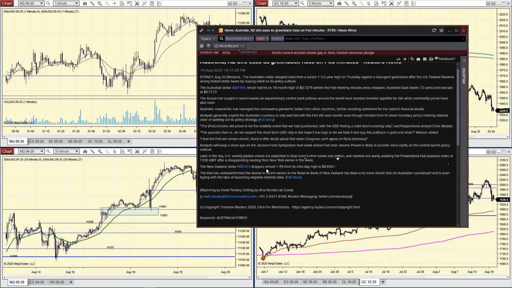The New Zealand dollar dropped almost 1.4% from its intraday high of 65.61. The Kiwi has underperformed the Aussie in recent weeks as the Reserve Bank of New Zealand has been a lot more dovish than its Australian counterpart and is even toying with the idea of launching negative interest rates.